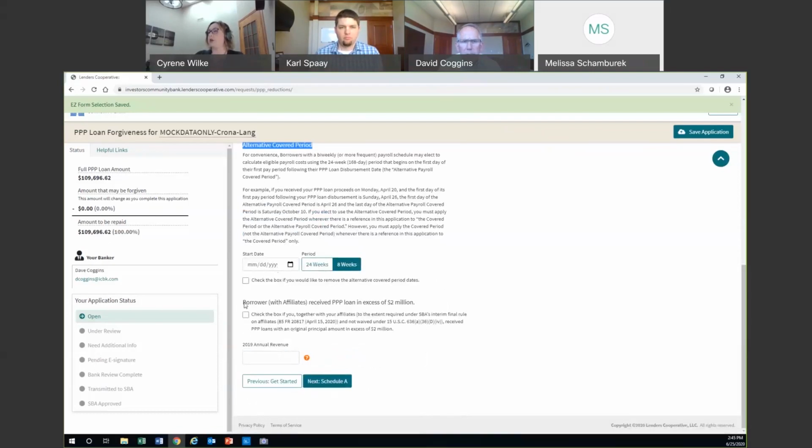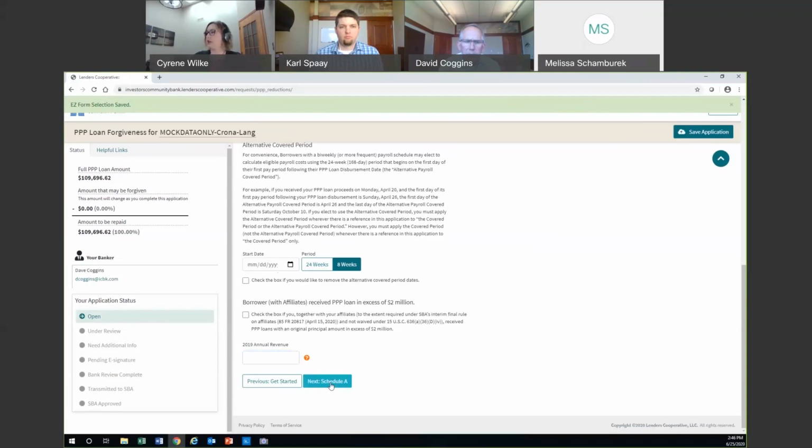For a very small number of you who have a PPP loan in excess of $2 million, it will ask that you check this box. And then we're also going to capture, there's a revenue field, and this is your 2019 annual revenue. The reason why we're collecting this is for community reinvestment purposes, so that we can identify the annual revenue requirements.